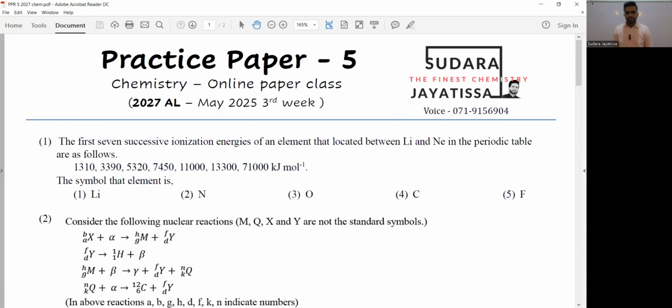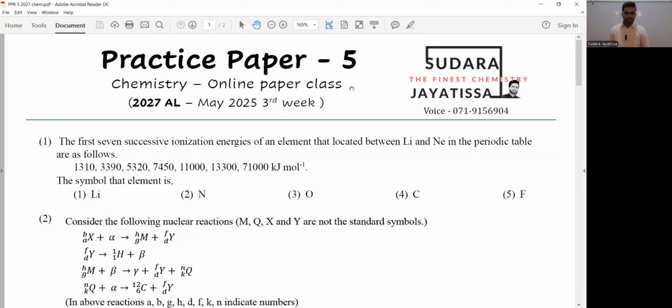Okay, students. So we are going to discuss today practice paper 5 for 2027 A-level batch. So in this paper, we have 10 MCQs to discuss, 8 MCQs from atomic structure, and there are 2 MCQs from chemical calculations. Okay, so this is the paper we are discussing today, right? So we'll start from the first MCQ.